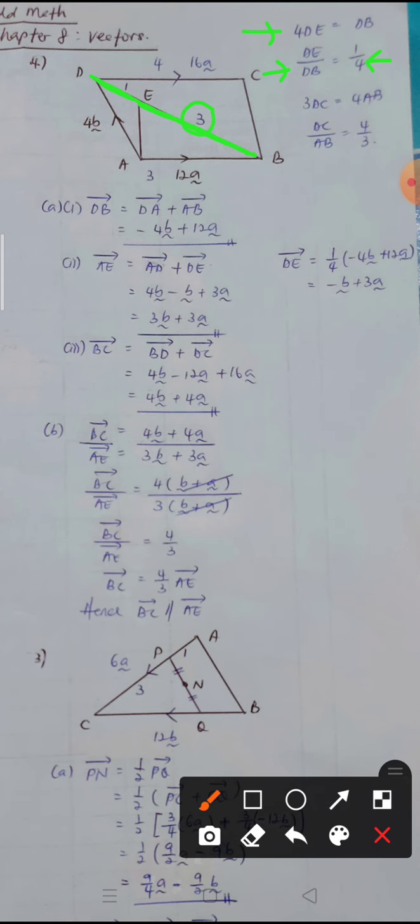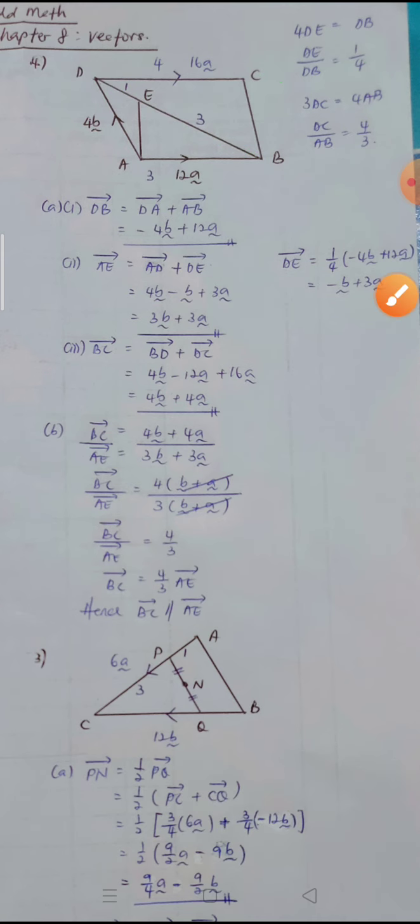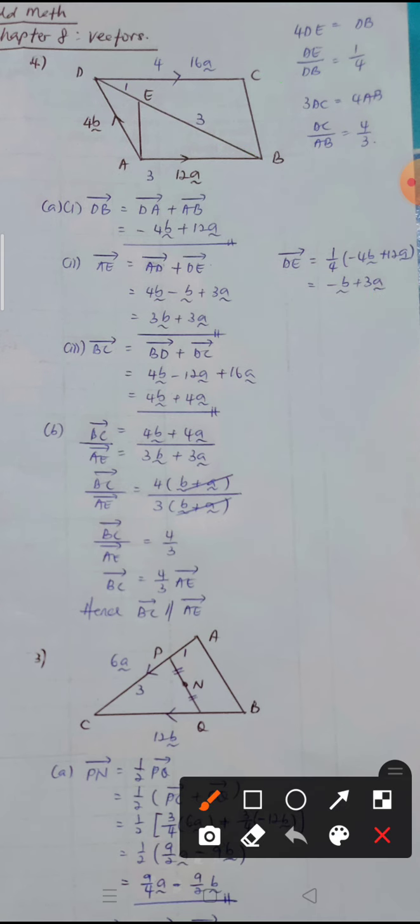Okay, next, the next info is vector AB is 12A, vector AD is 4B. Okay, done. So now we look at the first question. We need to get vector DB. So where is vector DB? Vector DB is here from D to B.